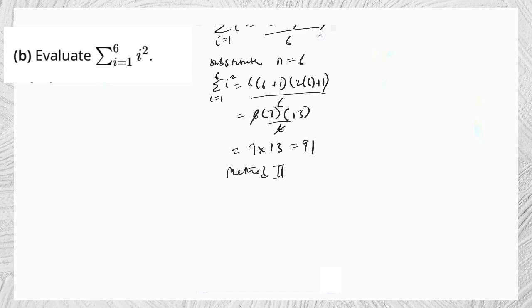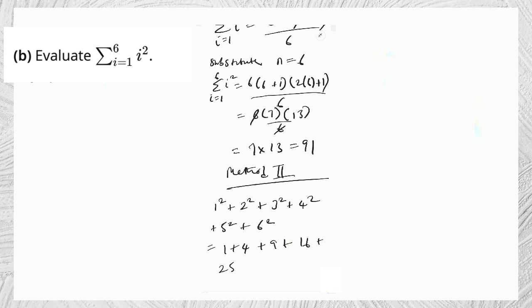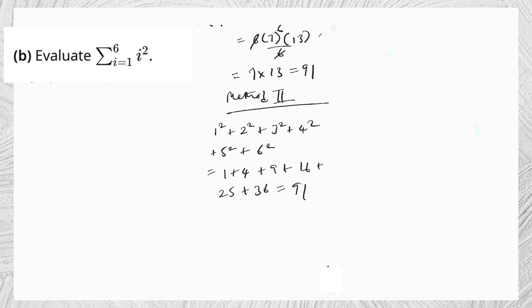You can actually use the other method, which is easier to use when you have smaller n. In this case, since we just have 6, and i squared is a very simple form, we can use that method. When you substitute 1 up to 6 in i squared, you're going to have 1 squared plus 2 squared plus 3 squared plus 4 squared plus 5 squared plus 6 squared. This is going to give you 1 plus 4 plus 9 plus 16 plus 25 plus 36, and this will give you 91.